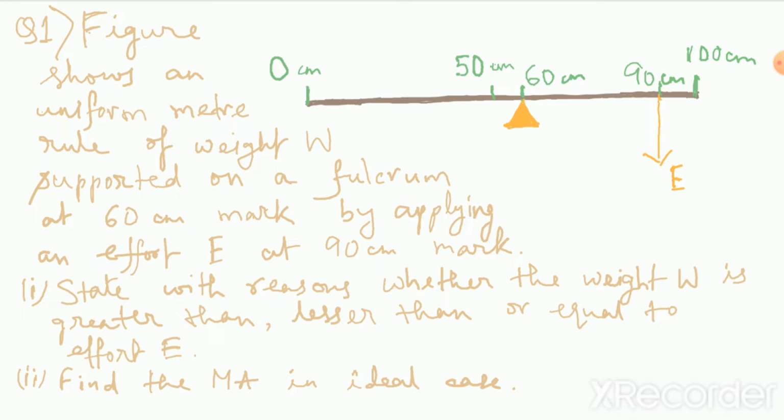We will be discussing today numerical problems from the chapter Machines. These numericals have been taken from the Concise Physics book, ICSE Class 10. Okay, so let us see what the first problem says.